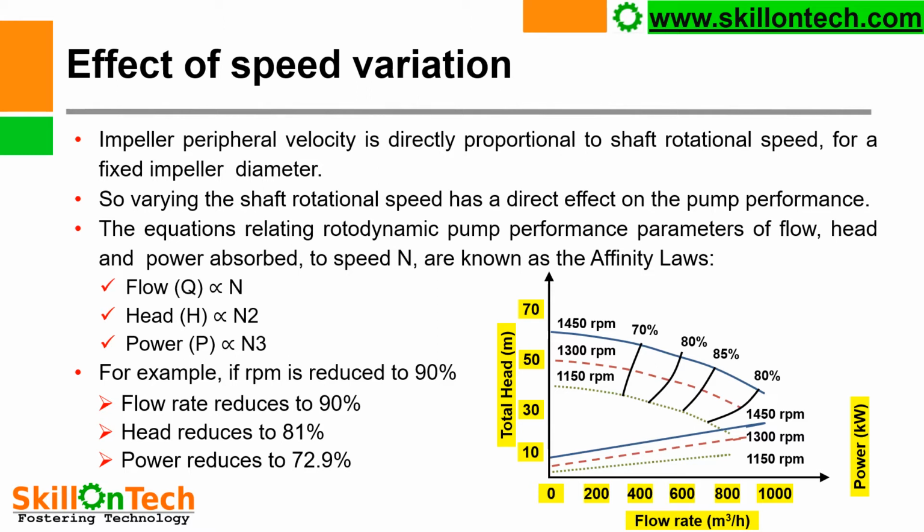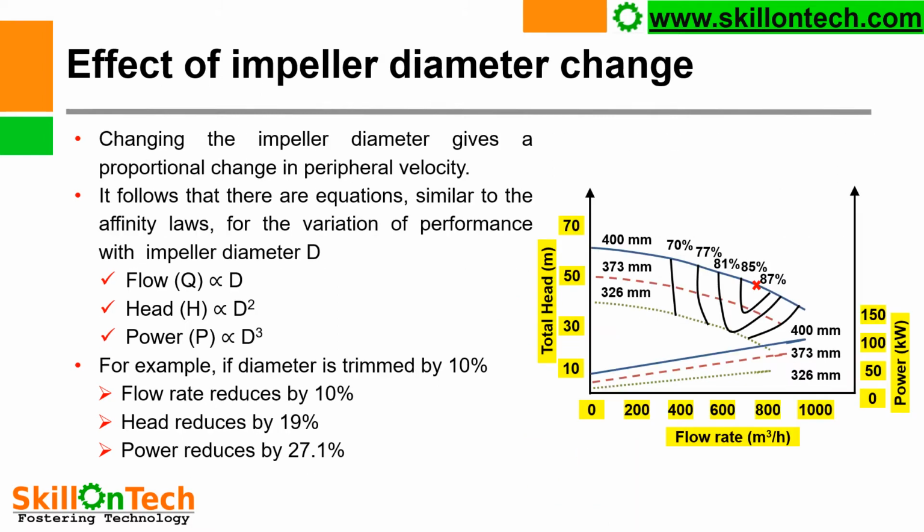For example, if RPM is reduced to 90%, the flow rate reduces to 90%, head reduces to 81% and power reduces to 72.9%. So the speed of a pump plays a very important role in increasing or reducing the flow, head and power requirements. Effect of impeller diameter change.